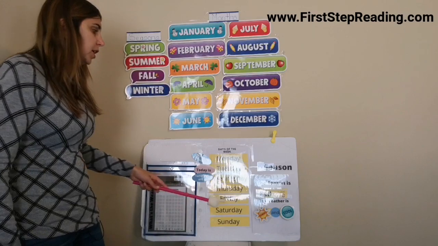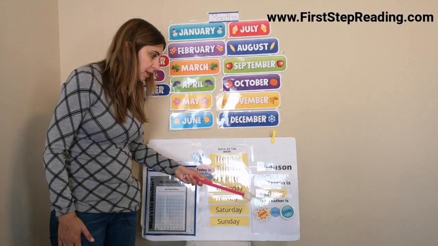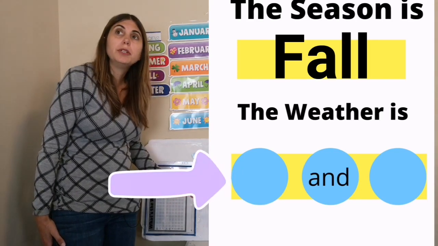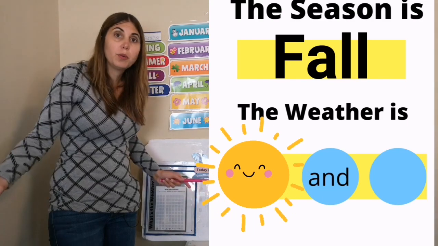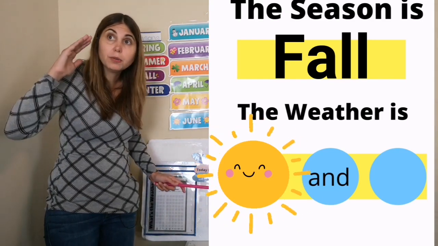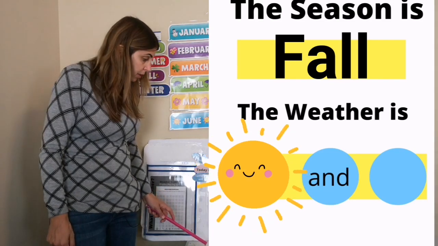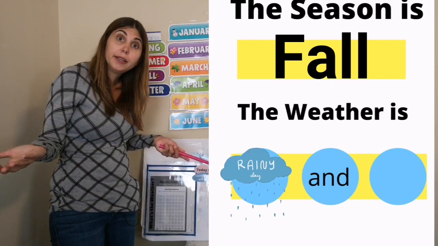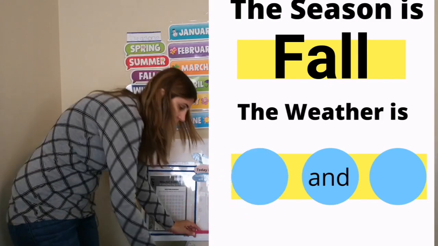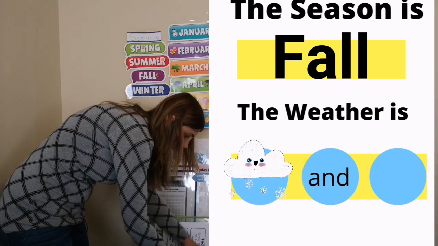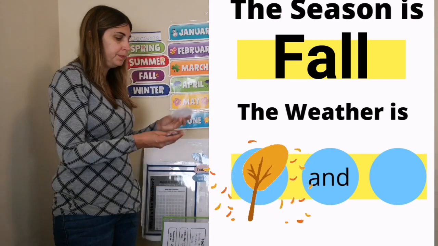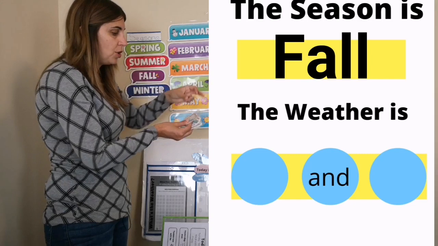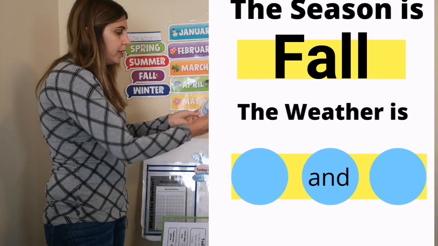So we said that we're talking about October, and October's in the season of fall. To figure out the weather, I have to look out my window. Oh, it's sunny. What's the weather like where you live? When you look out the window, it might not be sunny, right? It might be cloudy. It might be rainy. It might be snowy. It might be windy. So that is what you can see, right? You can see if it's snowy, cloudy, windy, or rainy.